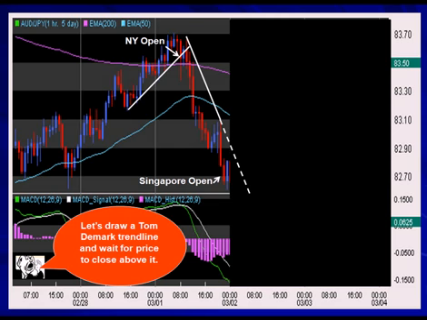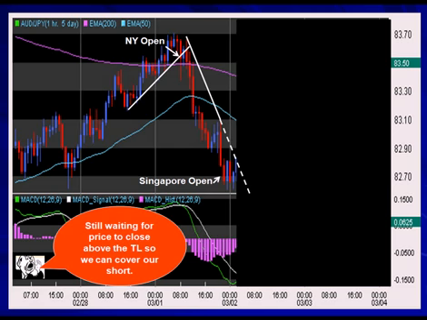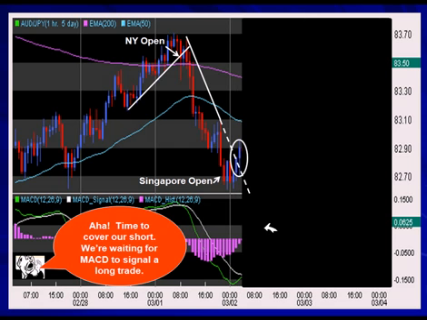So let's keep our eye on MACD. MACD is starting to turn up now. Aha! Look at that. Price closed above the trend line. Good place to cover the short, or back here, it doesn't matter. And we're looking to go long now, because price has closed above the trend line.